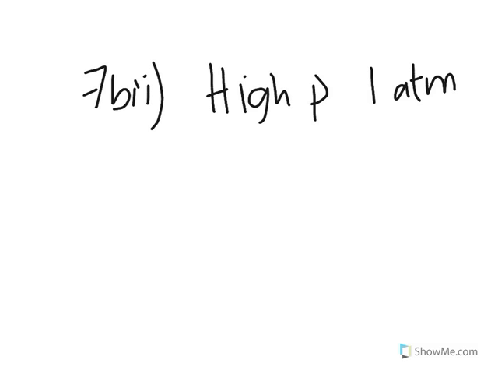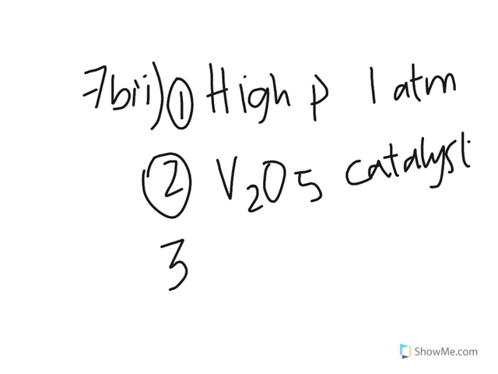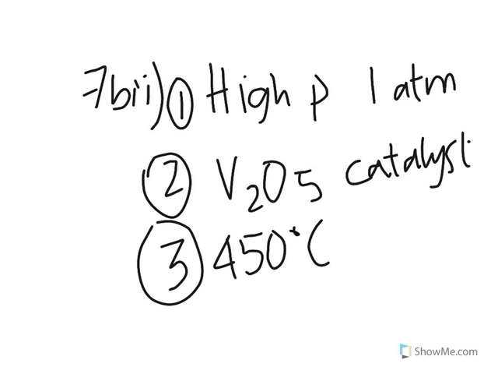So this is the first condition. We also need a catalyst to speed up both reactions so that it's produced faster. The catalyst in this case should be vanadium oxide, which is V2O5. So vanadium oxide as a catalyst speeds up both reactions. And we also need to increase the temperature. We need a high temperature so that the rate is fast, and so a high amount of SO3 can be produced.